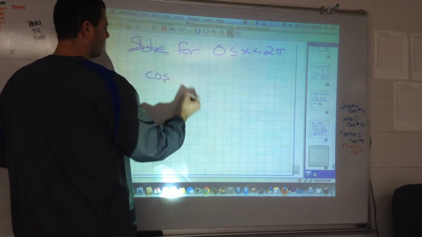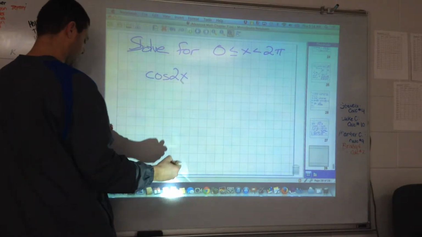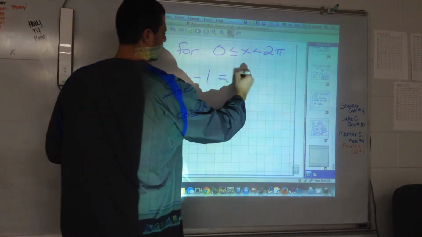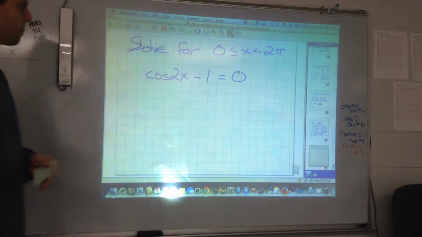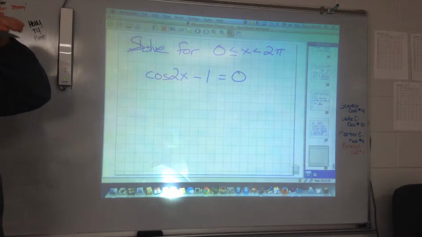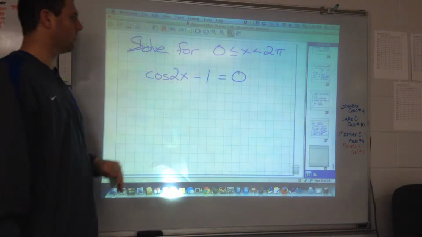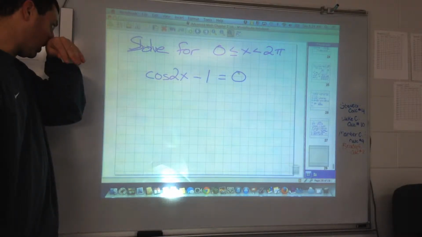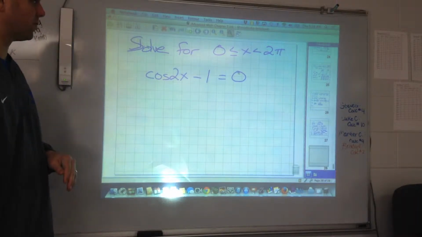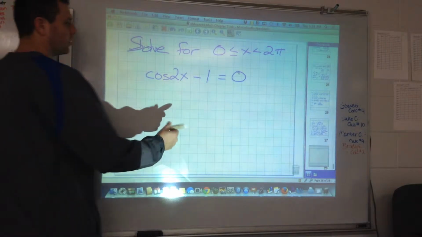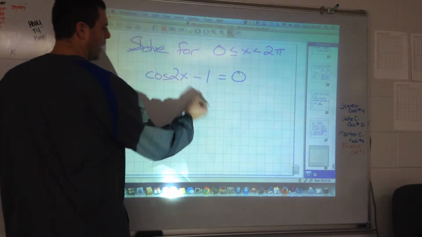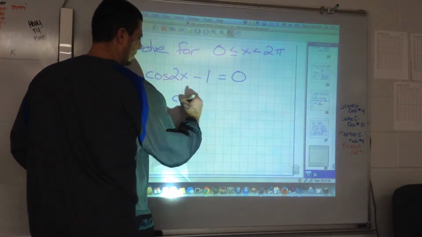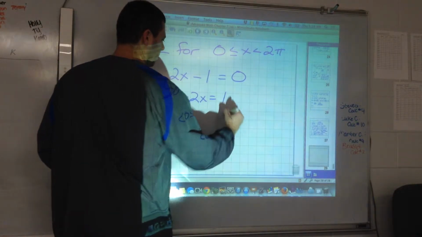So I'm going to say I have the cosine of twice some angle minus 1 has to equal 0. You could use a double angle identity, but I don't know if that's going to help you a whole lot. It could possibly work. Maybe I'll try that both ways. But here's probably the way I would attempt the problem. I would add 1 to both sides. So the cosine of 2x is equal to 1.